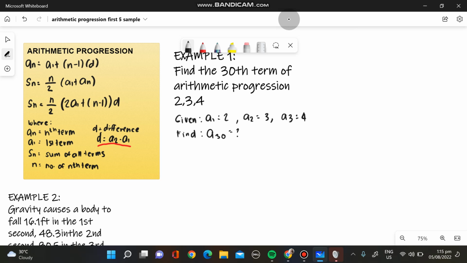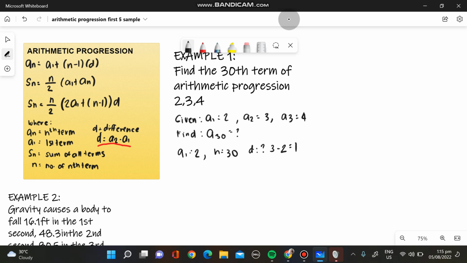So what is our formula? We have a1. We need to find the an, which is the 30th term. We have 30 as our n, and we need to find the d. So here is what we have. a1 is equals to 2, and then our n is equals to 30, and also d. What is the d? D is just the difference between a1 and a2, which is 3 minus 2 is equals to 1. So we have a d value which is 1.